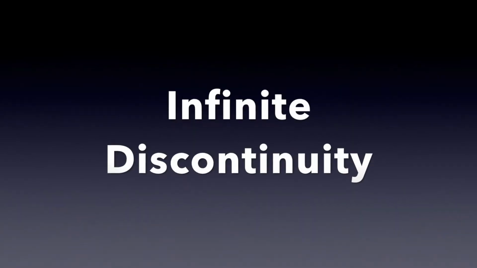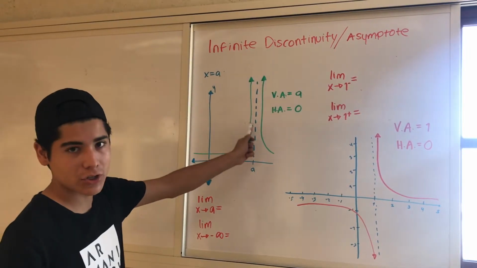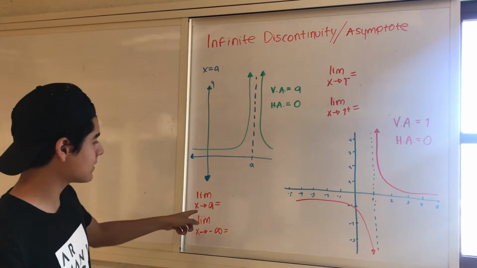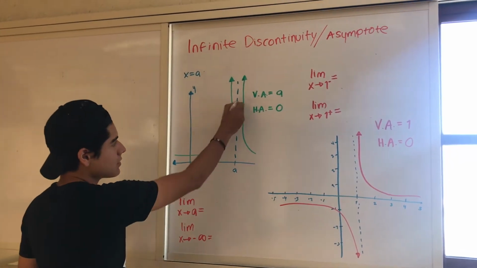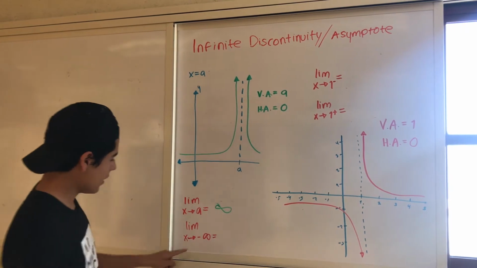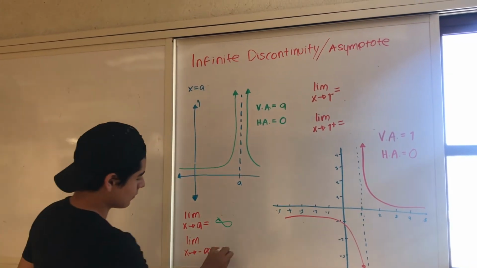This is another example of discontinuity. This is the infinite one. It's called infinite since the lines never touch the asymptote. In this case, the limit when x approaches a is infinite, since these lines never touch. And when x approaches negative infinity, it approaches 0.